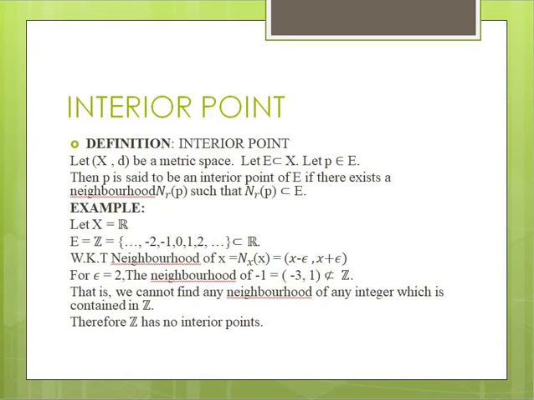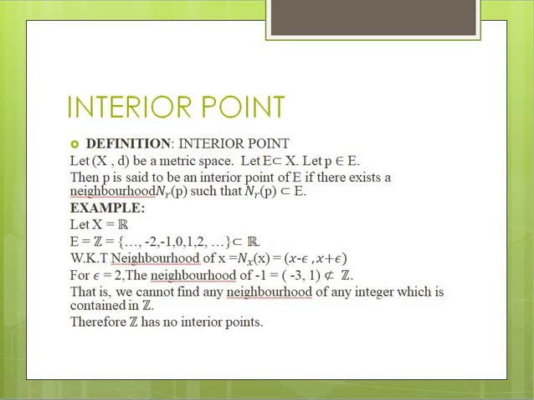Interior point. The definition of interior point: let X be a metric space, E a proper subset of X. We choose a point p belongs to E. Then p is said to be an interior point of E if there exists a neighborhood of p that is properly contained in E. Some examples: we take X a metric space equal to R, and E a subset Z, which is properly contained in R.